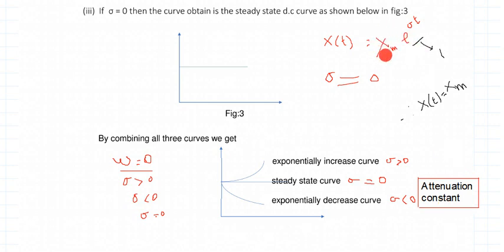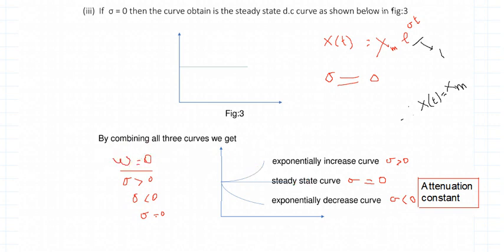So when sigma is greater than 0, there is no attenuation on the signal xm, and that's why xm is continuously increasing with respect to time. When sigma is less than 0, there is an attenuation that affects the signal xm, and that's why xm has a magnitude which decreases with respect to time. And when sigma is equal to 0, no existence of sigma, xm remains as it is. No attenuation affecting xm. So this is the first case that we discussed, when omega was 0.